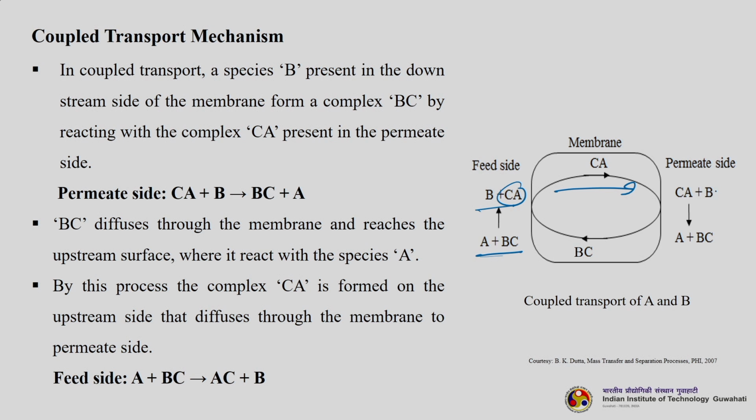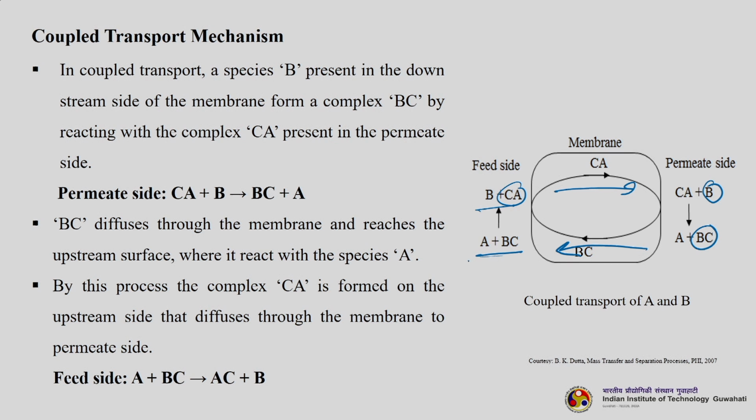Then once it comes to the permeate side, CA is binding to B, which is already present in the permeate side, thereby releasing A and forming another complex BC. Now, this BC is moving in the opposite direction. So, this is called the coupled mechanism. BC diffuses through the membrane and reaches the upstream surface, where it again reacts with the surface species A, forming a complex CA and releasing B. This is how it happens.